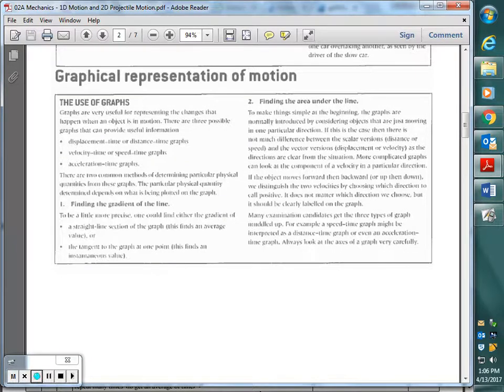The first one is the gradient of the graph, or the slope of the graph, which in calculus is what? It's the derivative, right? That's what the slope of the curve is, the derivative. The second thing we can do is find the area under the graph, and that's your integral, right? So when you think about what derivatives and integrals do, it helps to understand the relationship between those motions.